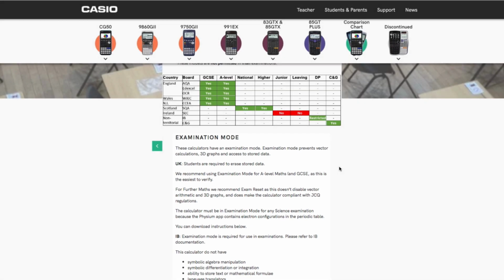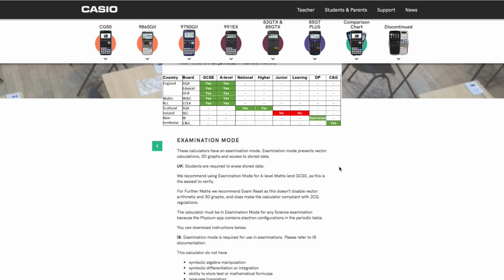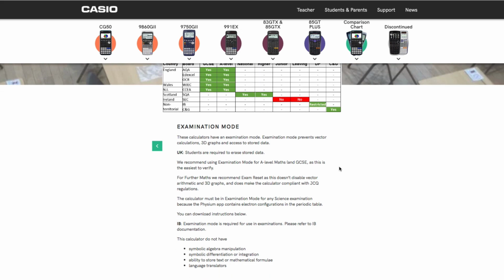it's nice and clear to examiners or invigilators that you're in this restricted exam mode. The only slight problem with that, if you're using it for A-level maths, is it will restrict your access to vector mode, vector calculations in there, which you may be using as part of your calculations for A-level maths. So just be aware of that. Bear in mind that you can reset the calculator and clear out any stored values. There's a previous video on that for you to watch. In fact, that is what you need to do if you take further maths. They recommend an exam reset that doesn't disable vector arithmetic and 3D graphs, and does make your calculator compliant with JCQ regulations.